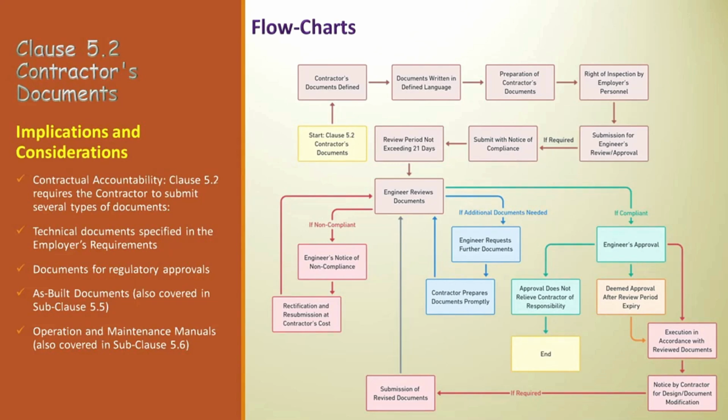Next is preparation of contractor's documents. The contractor needs to prepare all the documents mentioned above. They also need to create any other documents that are necessary for instructing their workers. Next is right of inspection by employer's personnel. The employer's team has the right to check how these documents are being prepared, no matter where the preparation is taking place. Next is submission for engineer's review approval.